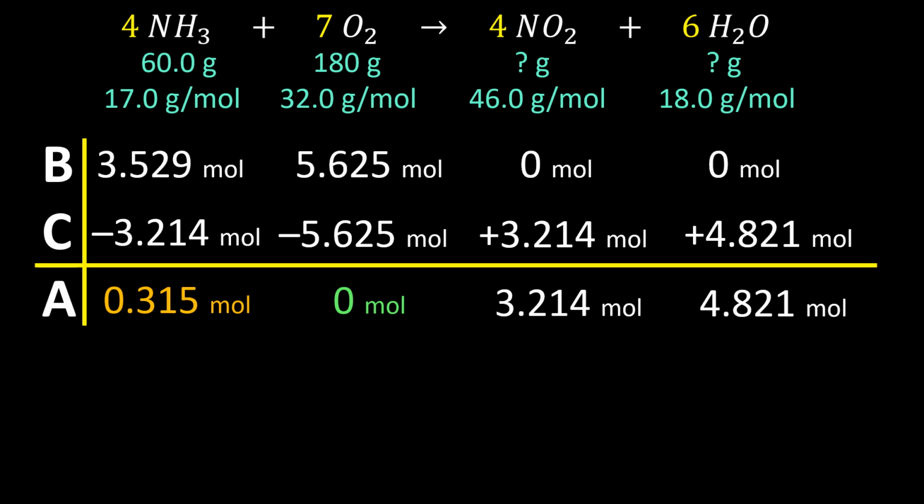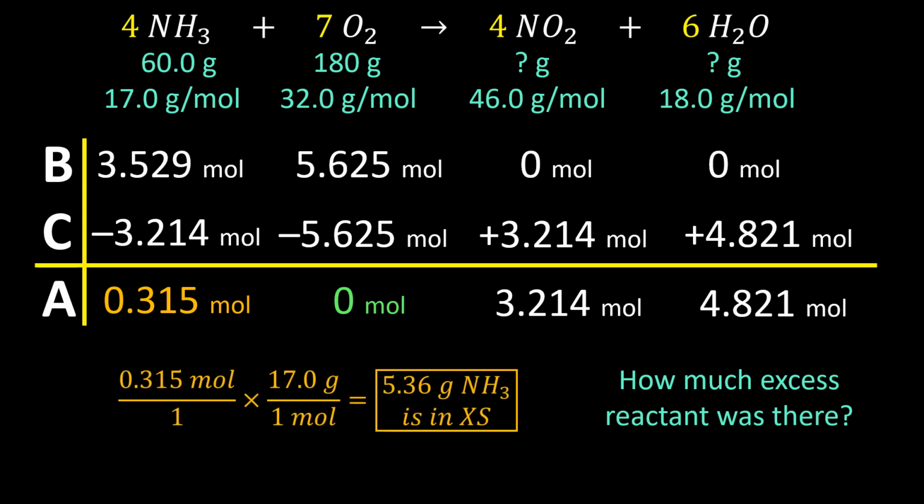The next question that I can ask is, how much excess reactant was there? This question implies that they want the answer in grams. So what I need to do is take the amount in moles left over of the ammonia and convert it to grams. This is simple by just multiplying the 0.315 moles by the molar mass, which is 17 grams per mole, to find that 5.36 grams of ammonia is in excess.